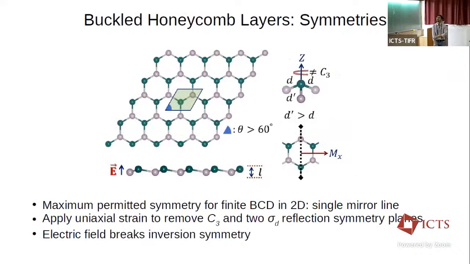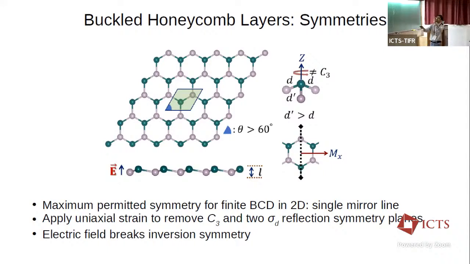Okay, so let's see what we were doing for these structures. It's important to look at the symmetries of these systems before we look at the Berry curvature dipole. It turns out that for 2 dimensions, the maximum permitted symmetry is just a single mirror line if you want to get any sort of Berry curvature dipole. If you have any more symmetries, then you can show that all the components of the Berry curvature dipole tensor vanish.